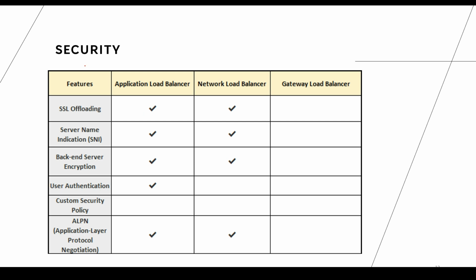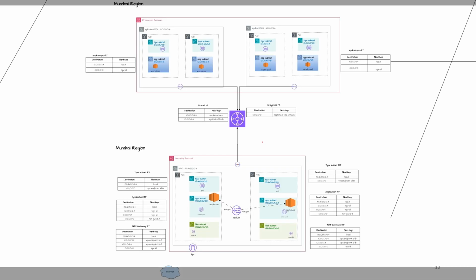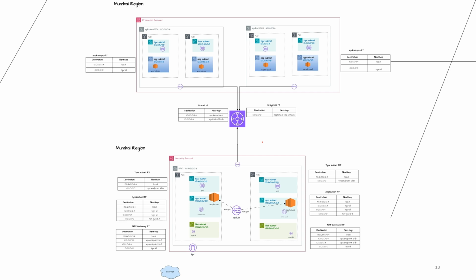Okay, so this is one of the security comparisons. I'm not going to cover this one. Okay, so this is the architecture diagram of the gateway load balancer when you are dealing with multiple accounts and with AWS Organizations.